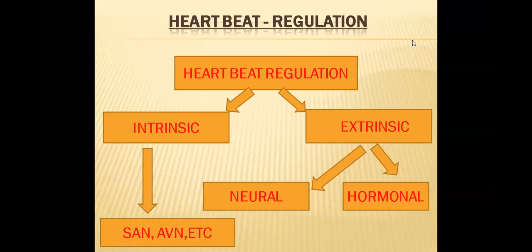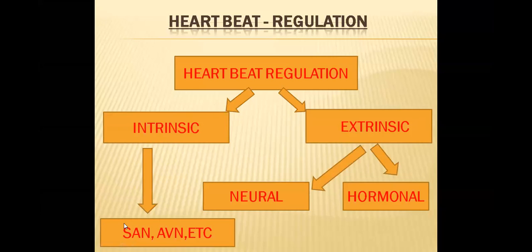In the previous class, we have seen about the functioning of heart. In today's class, we are going to learn about how the heart rate is controlled, or how the functioning of heart is controlled. It is also called regulation of heartbeat or regulation of heart rate. And heartbeat regulation is achieved in two ways. One is the intrinsic way, another one is the extrinsic way.